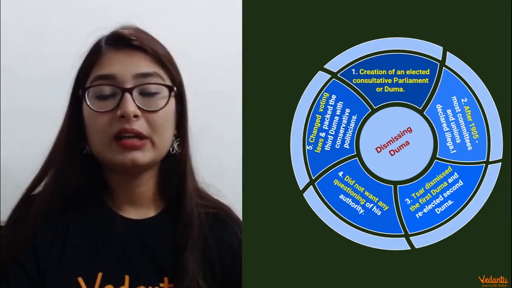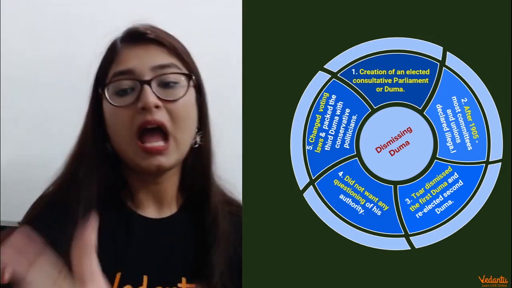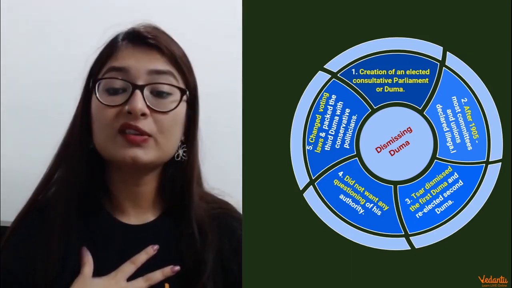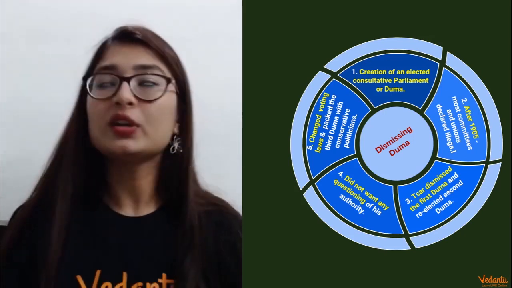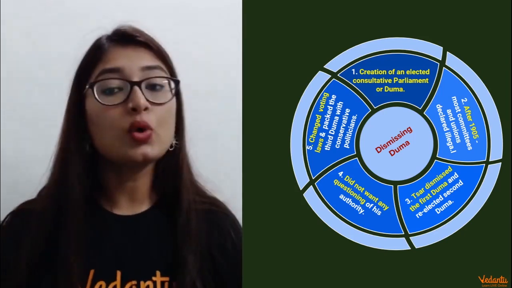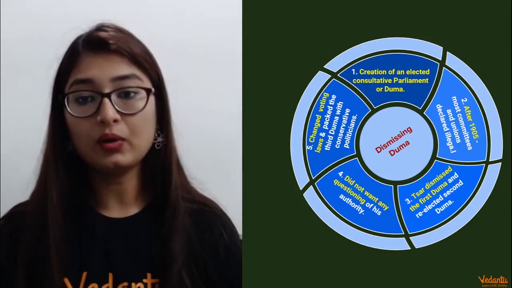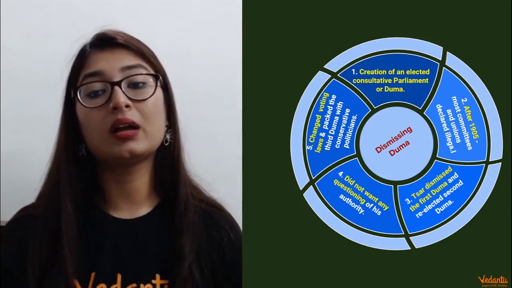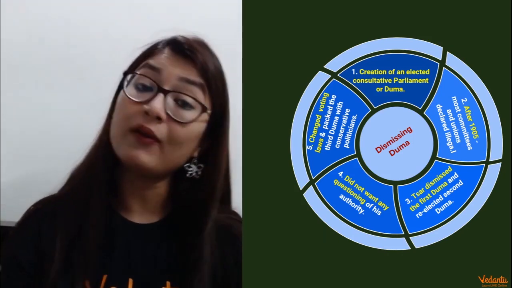So he agreed. He was like, okay, fine. You want an assembly? I will give you an assembly. And that was known as Duma over there. So he decided to give the Duma to them. So election or whatever was done, okay, creation of an elected consultative parliament or Duma was formed.